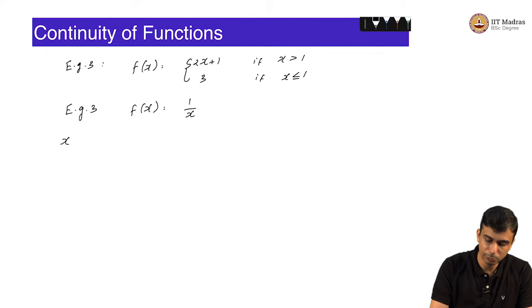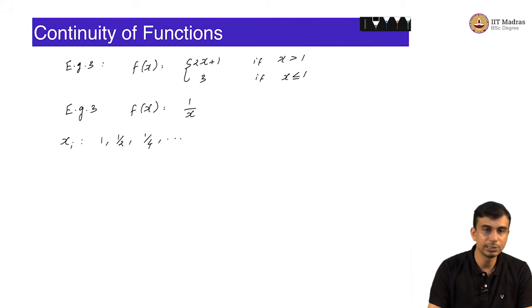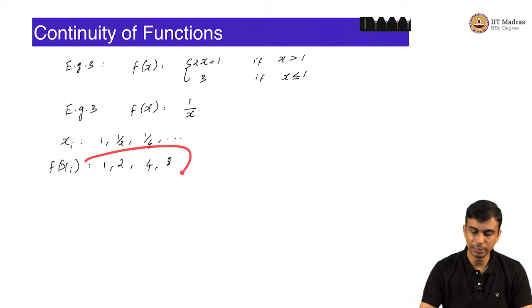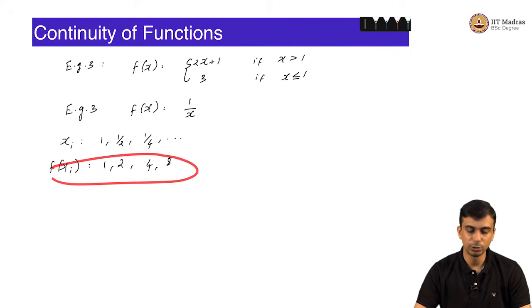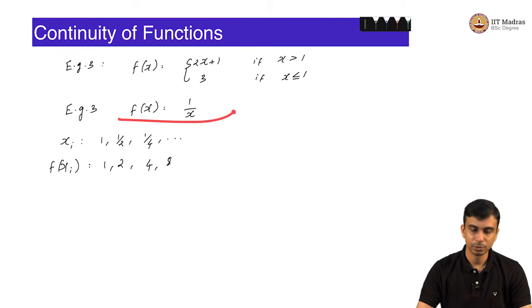For example, you can consider the sequence xi, this sequence 1, 1 half, 1 by 4, and so on. This sequence converges to 0. What about f of xi? Well, f of xi is 1, 2, 4, 8 and so on. This sequence clearly does not converge to anything. Even though your xi converges to 0, your f of xi does not converge to anything. So, f of x equal to 1 by x is not continuous throughout the entire real line.